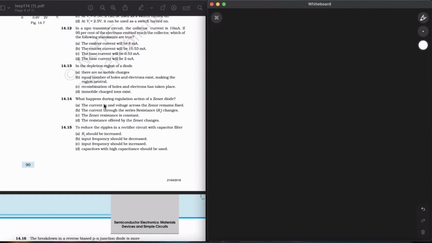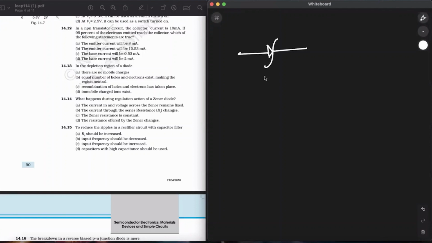So now we're talking about the Zener diode. What happens during regulation action of a Zener diode? Option A: the current and voltage across the Zener remain fixed. Wrong. The current through the series resistance RS changes. Correct. The Zener resistance is constant. Wrong. The resistance offered by the Zener changes. So option B and option D are correct.